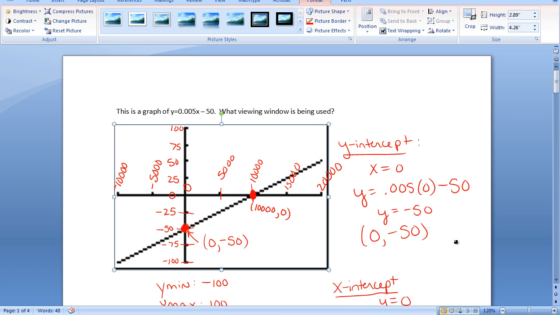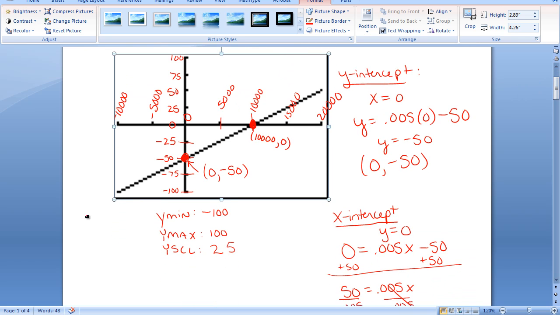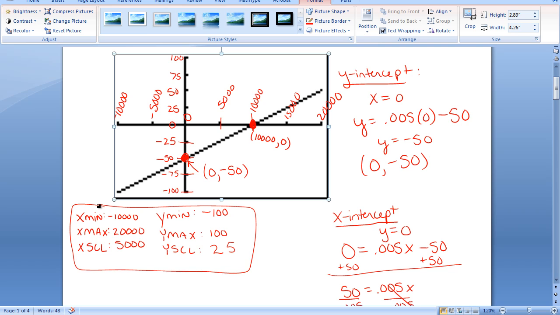Now I have enough information to tell us the x-min, x-max, and x-scale. X-min is the lowest x value we see on the graph, which is negative 10,000. X-max is the highest x value we see on the graph, which is 20,000. And x-scale is the distance between each tick mark on the x-axis, which is 5,000. So now we have found the viewing window we would need to use on the calculator to get this graph.